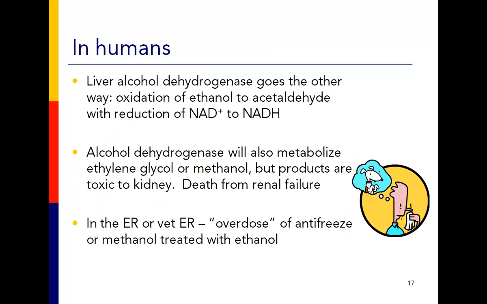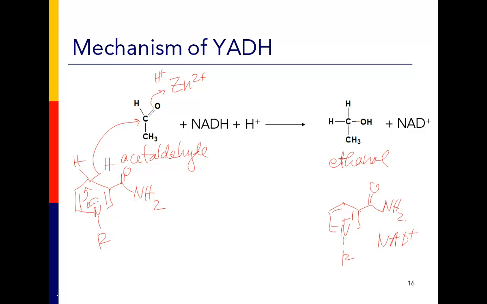So do humans have, sorry, I should have asked that question. You want me to turn it back? So do humans have alcohol dehydrogenase? Yes, we do. Okay, or else we wouldn't be able to drink ethanol. So we don't make ethanol. Our liver alcohol dehydrogenase goes the other way. Okay, so yeast makes ethanol. We metabolize ethanol in the liver.